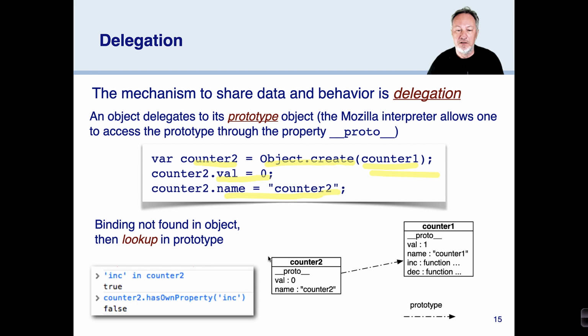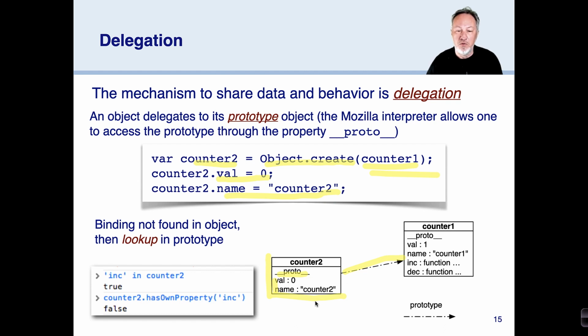So here is what this looks like now. We have counter2. It has a prototype, which is counter1. This is the prototype link. I've given it this stylistic kind of arrow because UML doesn't have a prototype arrow, so I invented one here. Counter2 has properties also value and name, which belong to it, and has as its prototype counter1.